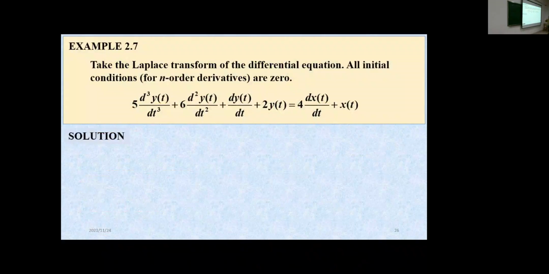Okay. Try to write it down yourself. It's already telling you that the initial conditions for the n-th order derivatives are 0, so it's a very easy one. Try to solve it. You should take notes in class. Don't just use your brain. Write something down, okay?